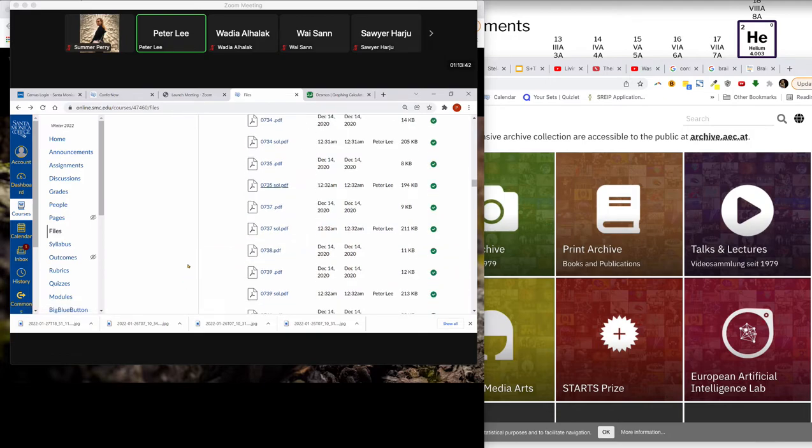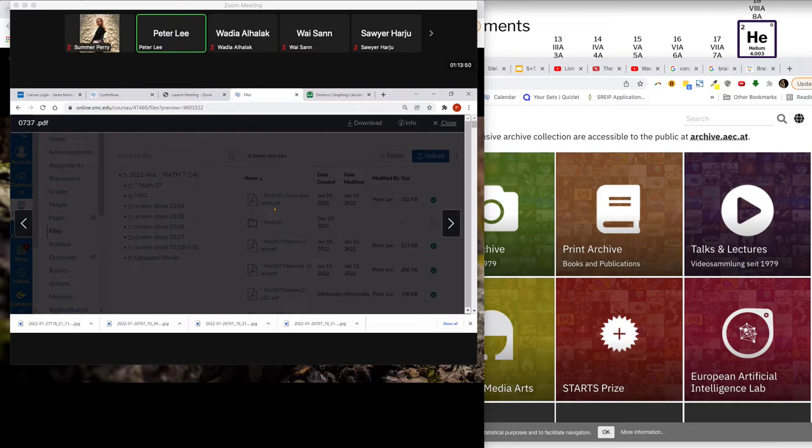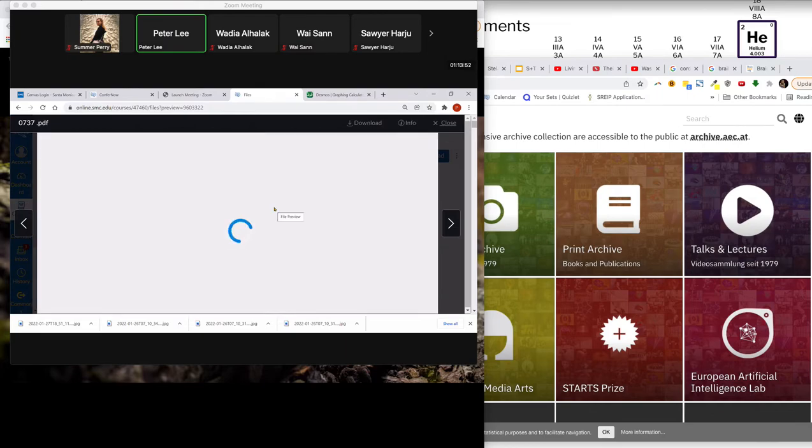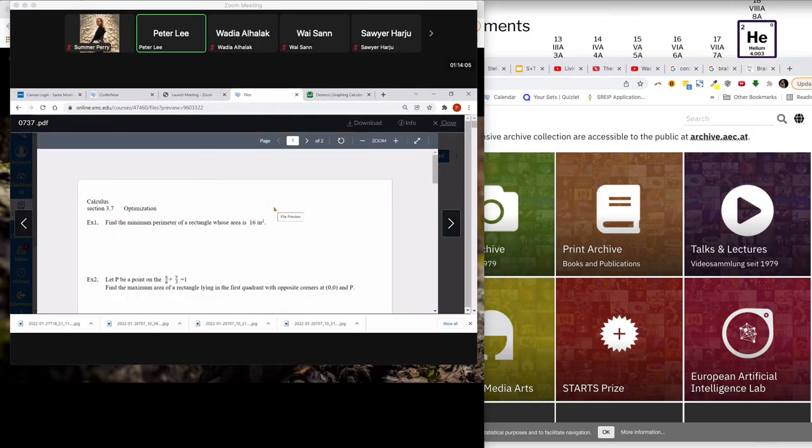So now what I'd like to do is section 3.7, optimization. For the remaining hour of the session, I'll be spending time on optimization. And yes, tomorrow's test will include optimization. Okay, so let's look at it.